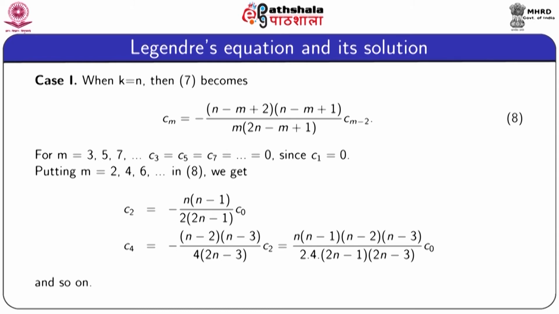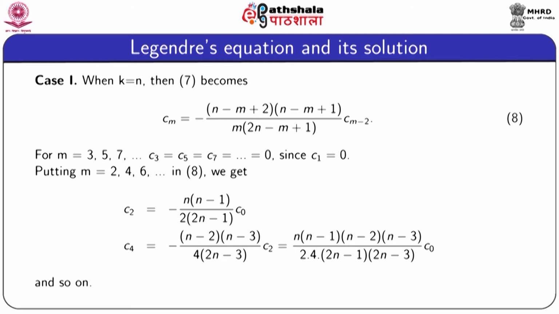We now look at what happens when you put the values of m to be even numbers, that is m equal to 2, 4, 6 in this particular expression. When I put m equal to 2, I get C2 here, then n minus 2 plus 2, which gives you n, n minus 2 plus 1, which gives you n minus 1, divided by 2 times (2n minus 1), which happens when you put m equal to 2 here, and C of m minus 2. So, this becomes C0. So, you get an expression of C2 in terms of C0.